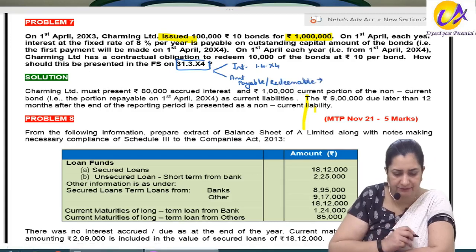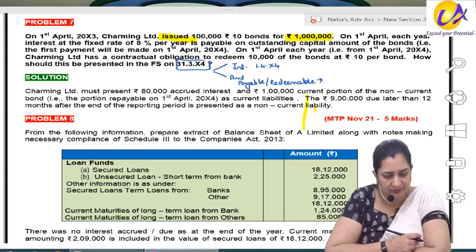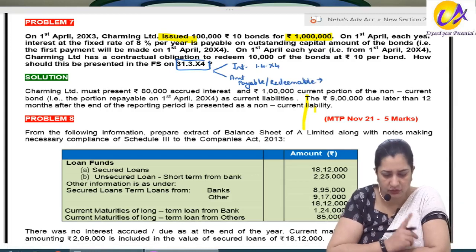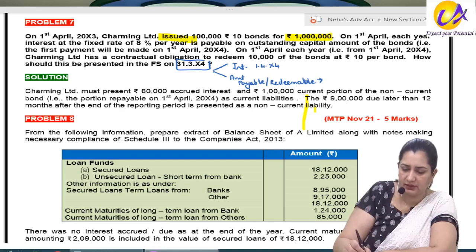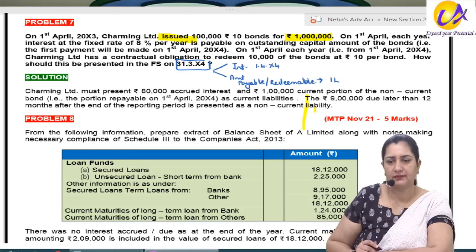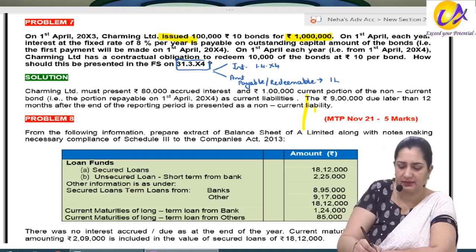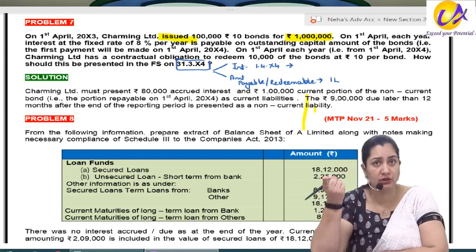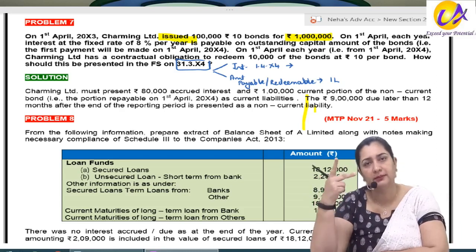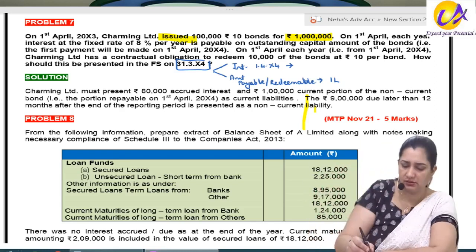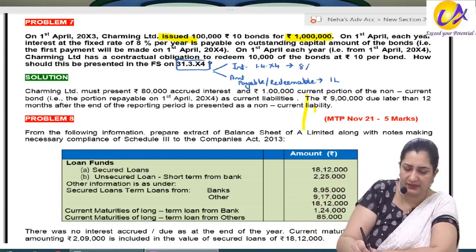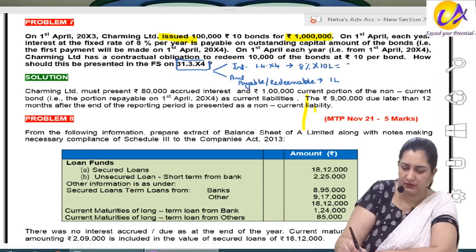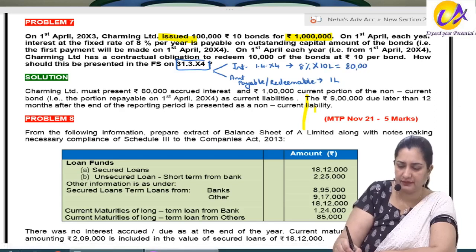How much is that? 10,000 into 10 rupees, so 1 lakh, no? So interest will be for 1 year. 1st April 3 I issued the bonds, 1st April 4. Matlab interest is 1 year. So 1 year interest will be 8% of 10 lakh. Correct? So 80,000 interest.